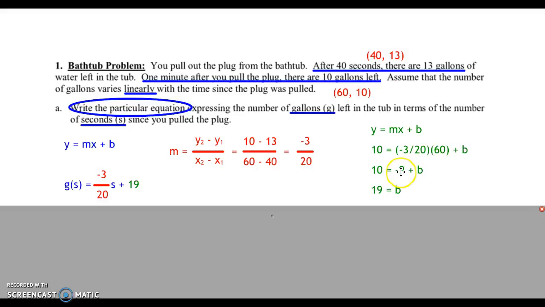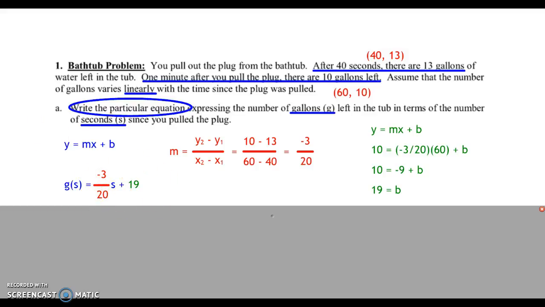So we solved for b. We got negative 9 here, and we added 9 to both sides to eliminate. We got 19 is equal to b. So this is our function. G of s, that's basically y, equals negative 3 over 20 s plus 19. Here's our slope in red. Here's our y-intercept in green.